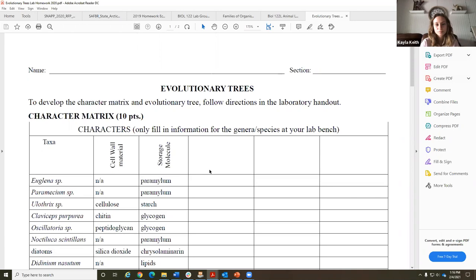For this first lab, I remember there were pre-lab questions. Is that basically the only thing that's going to be in my lab notebook for this one?